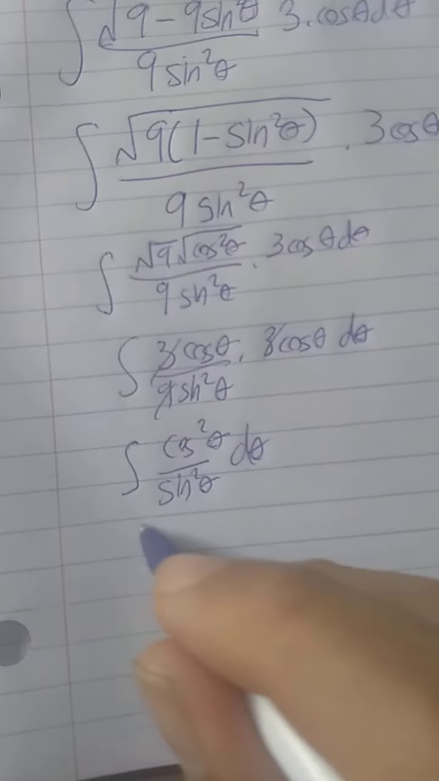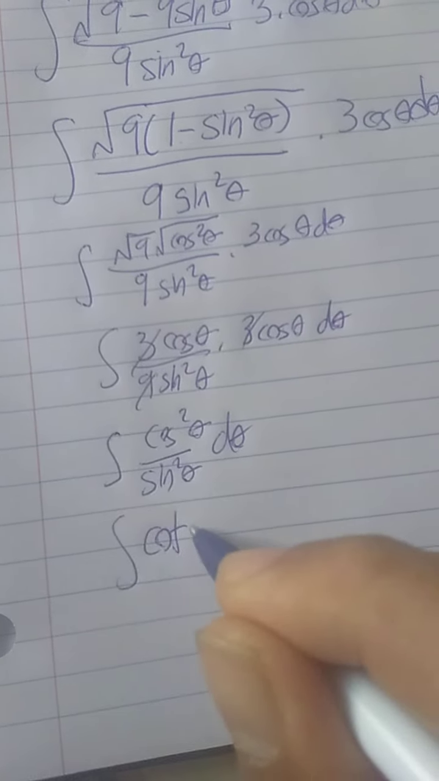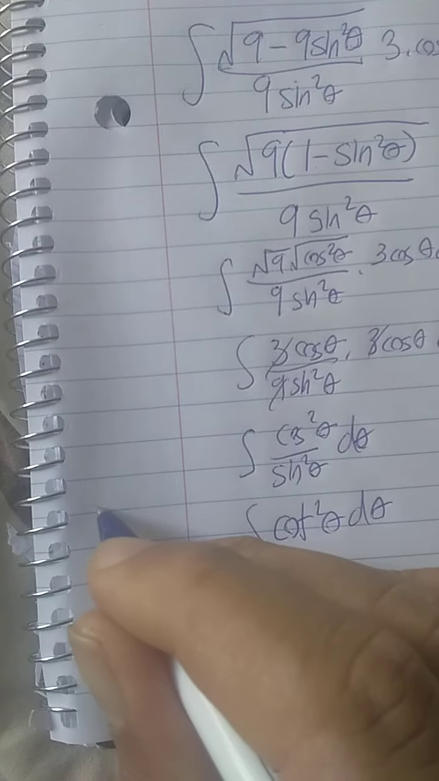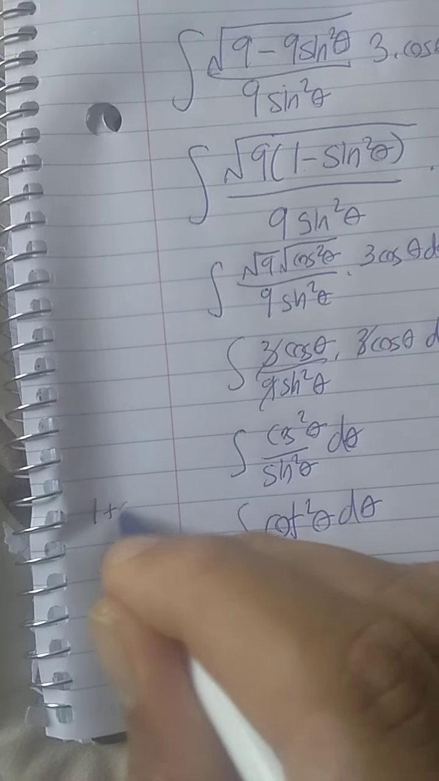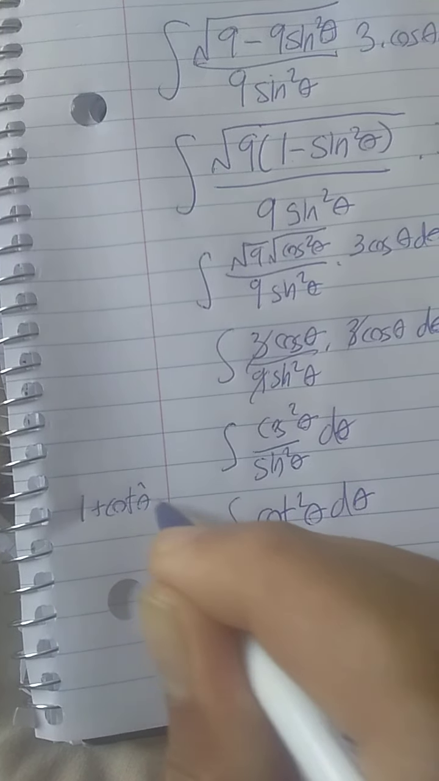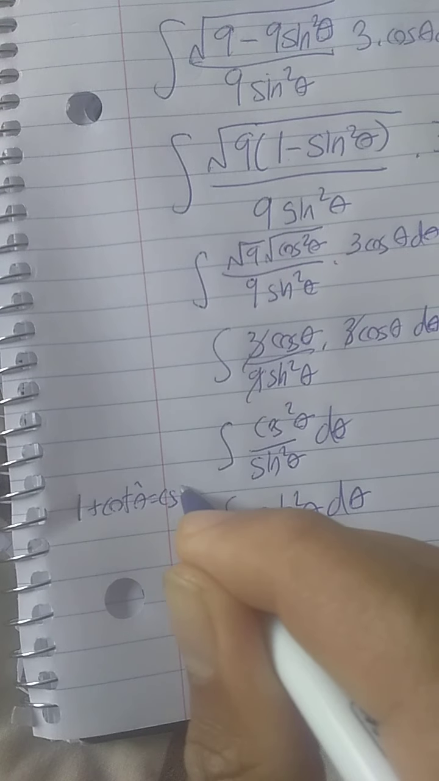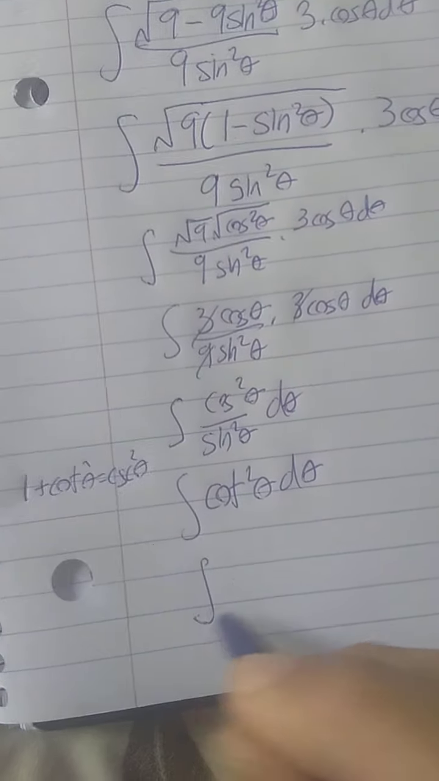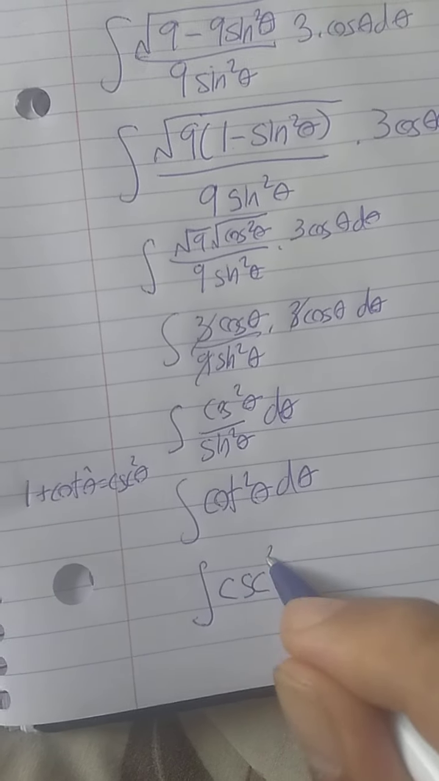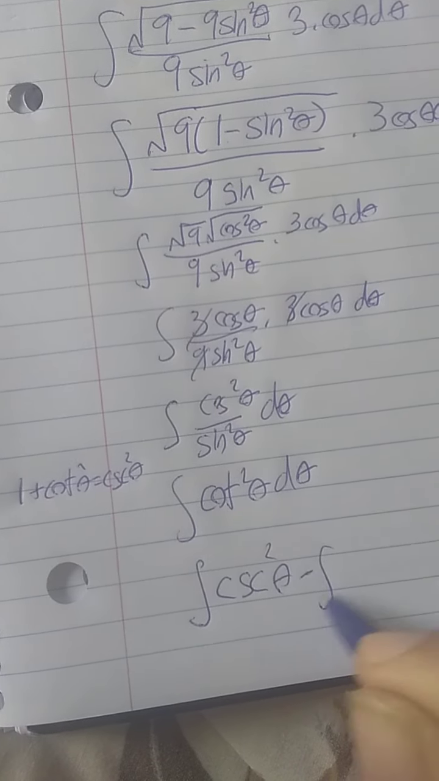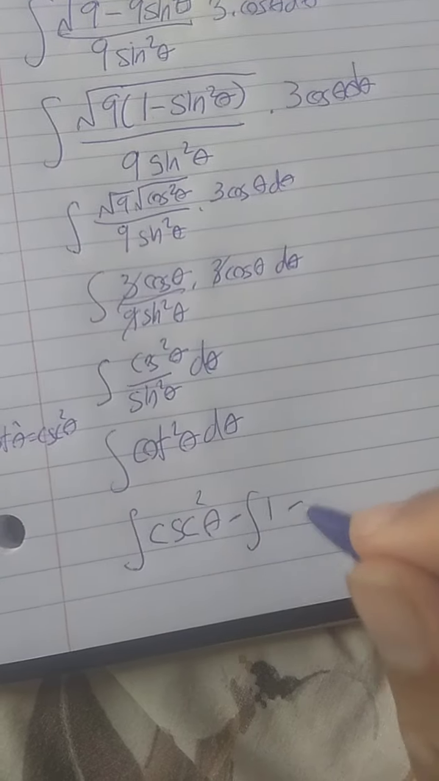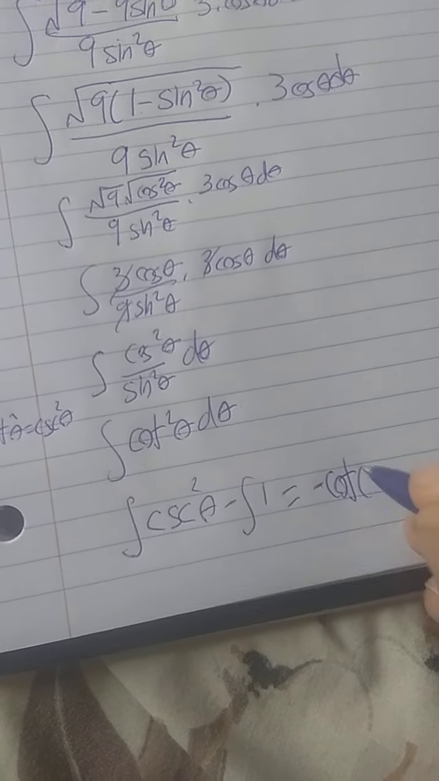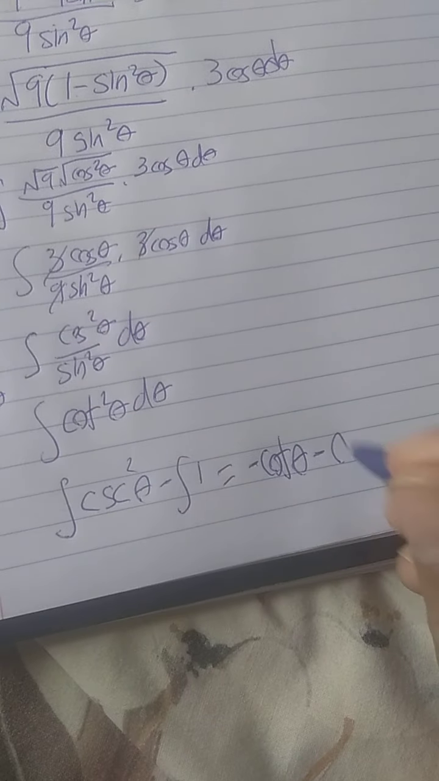And then you can just rewrite this as cotangent squared theta. Now because of the identity 1 plus cotangent squared theta equals cosecant squared theta, we can just move this over here, and that becomes cosecant squared theta minus 1. And then when you integrate that, this becomes negative cotangent theta minus theta.